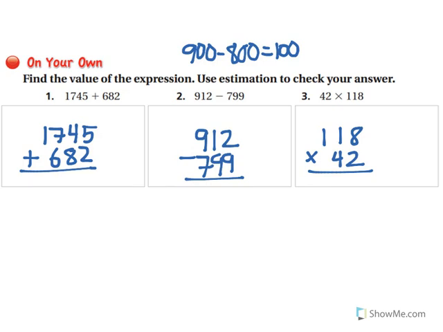So for number 1, we're going to be doing an addition problem. So I'm going to do 5 plus 2 is 7. 4 plus 8 is 12, so bring my 2, carry my 1. 1 plus 7 is 8.